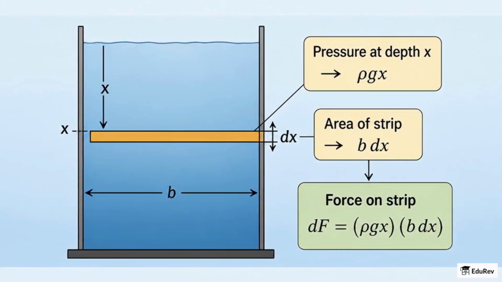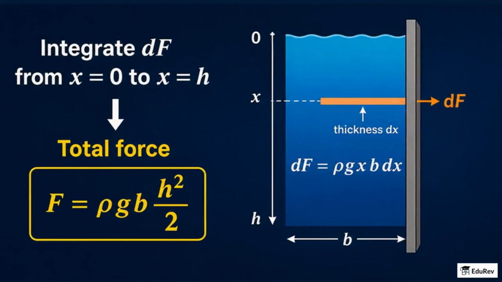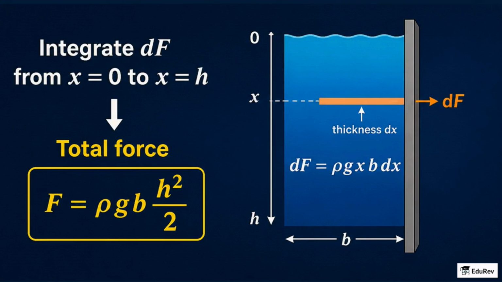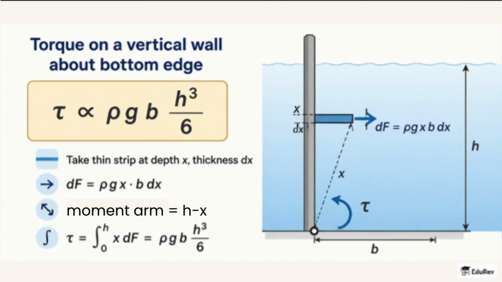Take a thin horizontal strip at depth x with thickness dx. Its force dF equals pressure at x times area, which is rho g x times b dx. Integrate dF from x equals 0 to x equals h to get total force F equals rho g b times h squared divided by 2. That shows the average pressure on the wall is half the pressure at the bottom. The same strip idea gives the torque on the wall about the bottom edge by adding a moment arm. Integrate to get torque proportional to rho g b times h cubed divided by 6.